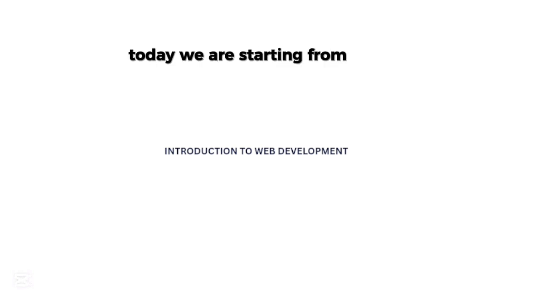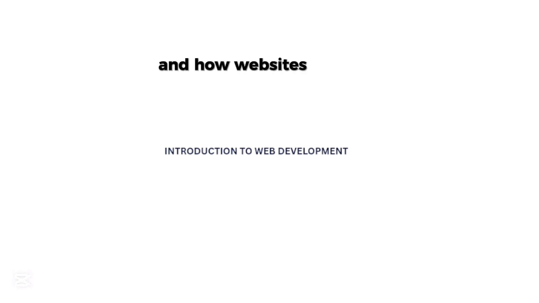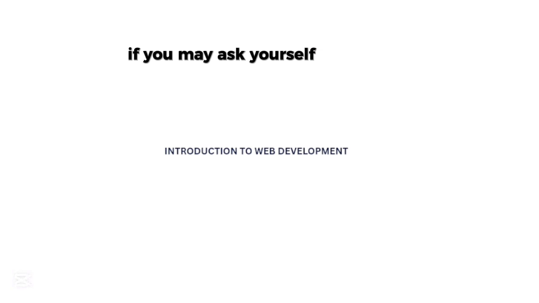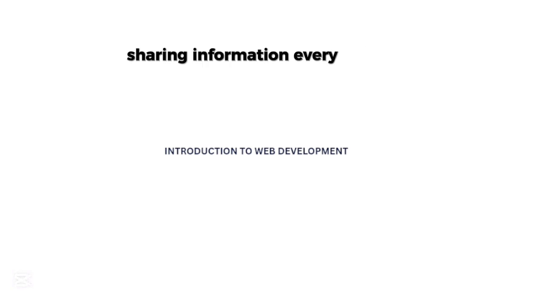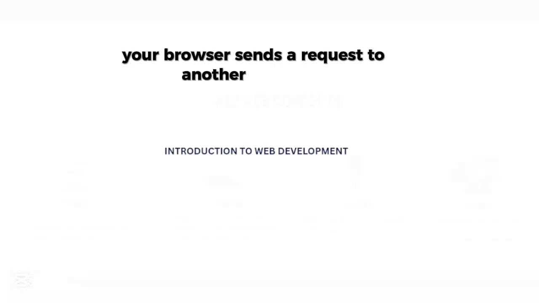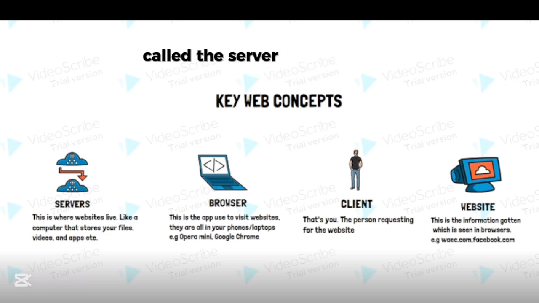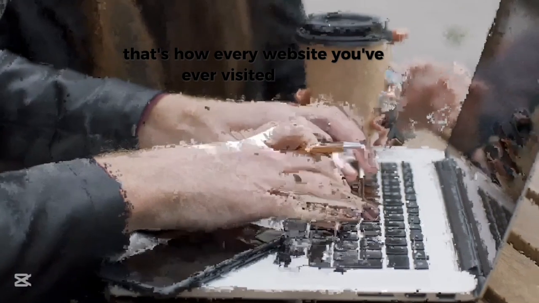Today we are starting from the very beginning, understanding what the web truly is and how websites work. If you may ask yourself, what is the web? The web is a very simple, large network of connected computers sharing information. Every time you open a website, your browser sends a request to another computer called a server. The server receives the request, finds the correct files and sends them back to your browser. That's how every website you've ever visited works.